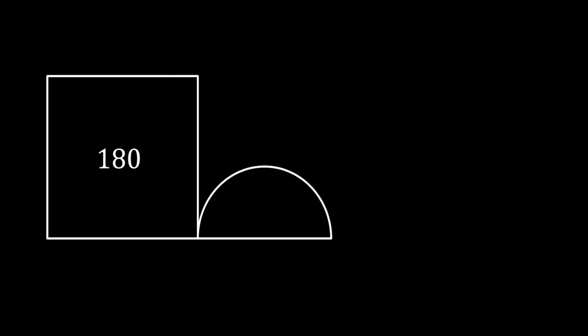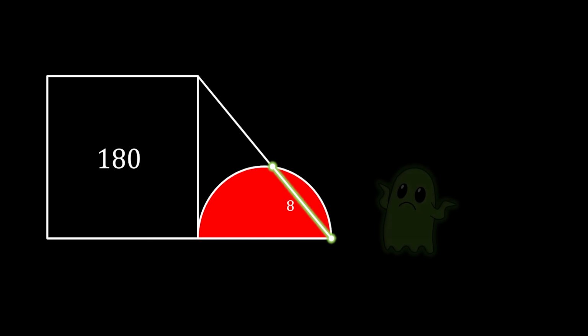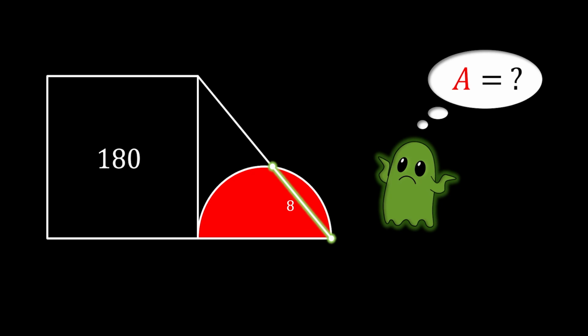Now we're going to connect the top right corner of the square with the bottom right corner of the semicircle. And let's say that the bottom segment of this newly formed line has the length of 8. The question is, can we somehow calculate the area of this semicircle?